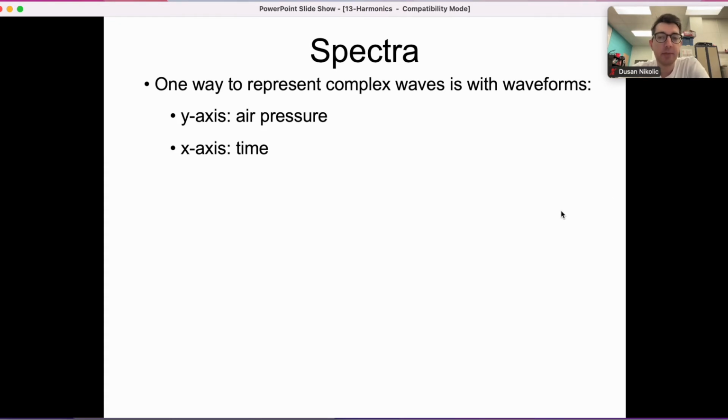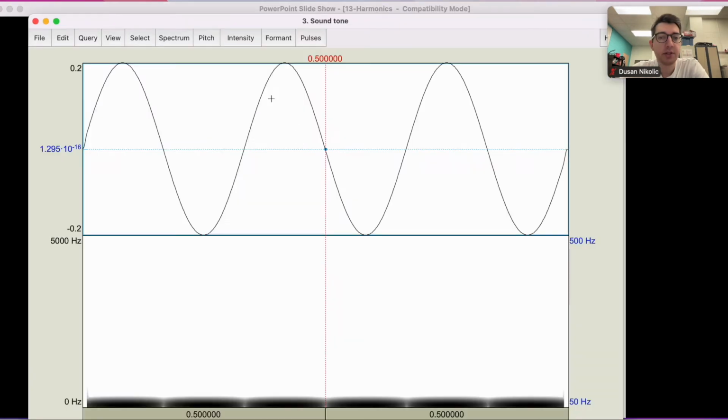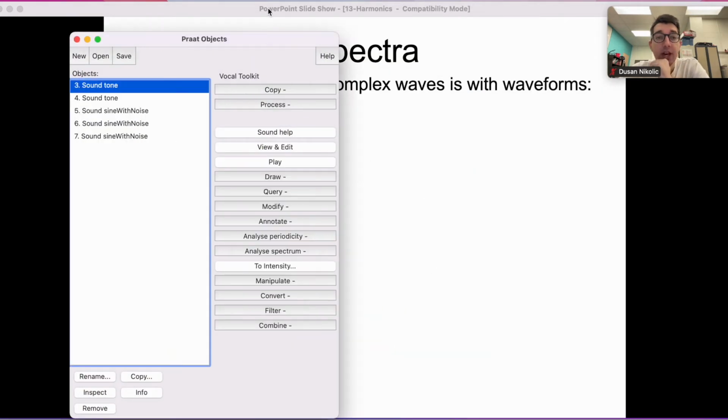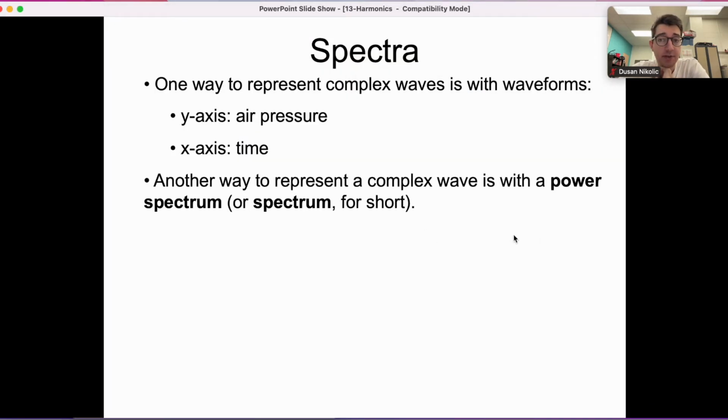One way to represent complex waves is with waveforms, right? You have the y-axis, which is air pressure, and the x-axis, which is time. That's one way to represent it, and we've seen it here, right? The y-axis is the pressure or the amplitude, and this one is the time, 0.5 seconds. However, we have other ways of representing complex waveforms. Another way to represent a complex wave is with a power spectrum, or spectrum for short.